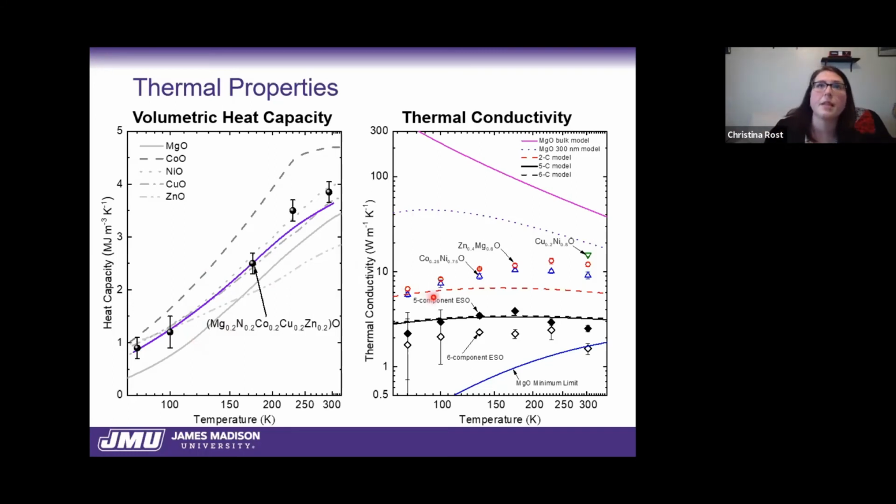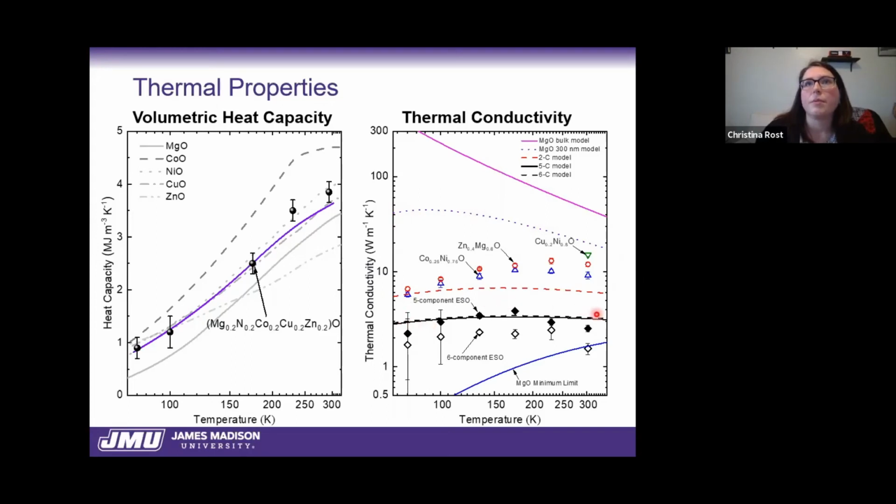Really great. Now the thermal conductivity on the right-hand side versus temperature, we see some interesting things. So in the background, I've got all of the various models of each system that we started to explore. At the top, we have the thermal conductivity of magnesium oxide, and then, due to volume, we lower the thermal conductivity in a 300 nanometer thin film.